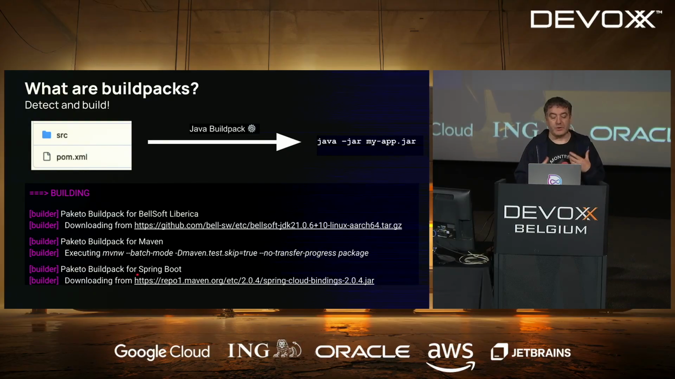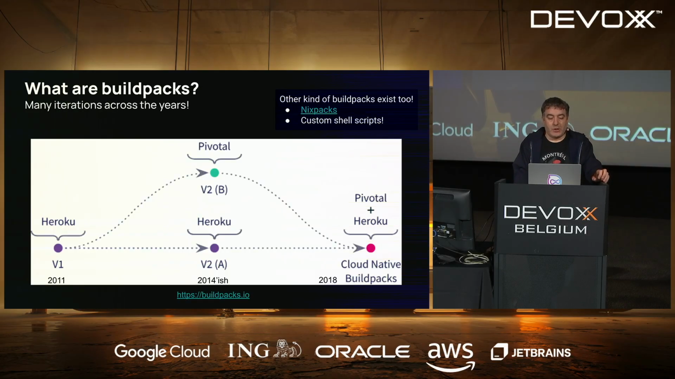Another example is the Spring Boot Buildpack that could actually download a helper library and put it inside the classpath. Here in this case, the Spring Cloud Bindings library allows you to read some environment variables, some properties from your environment, and turn them into Spring configuration, for example. Anything is possible.